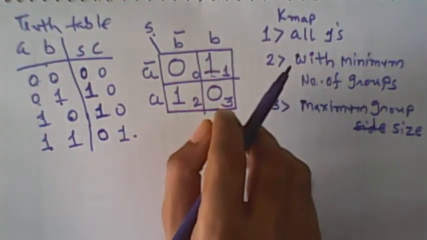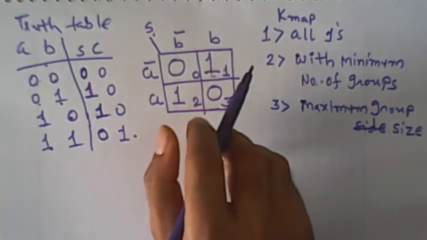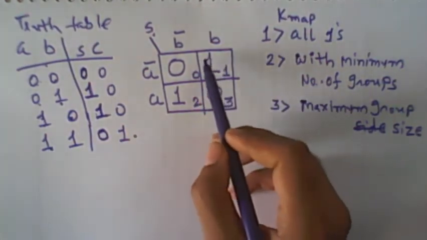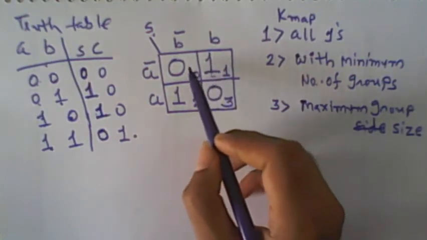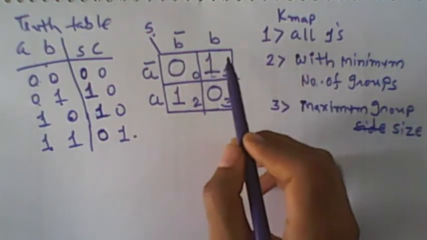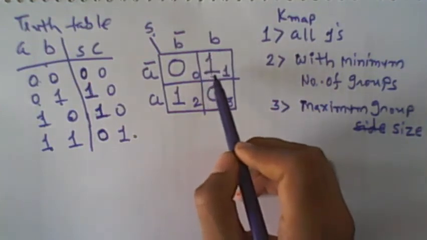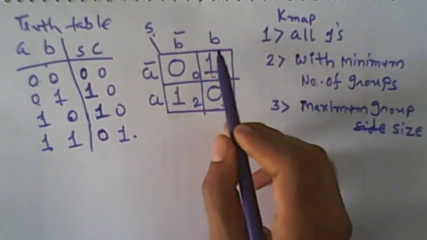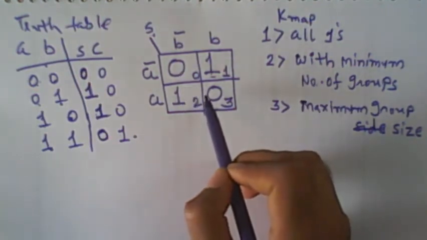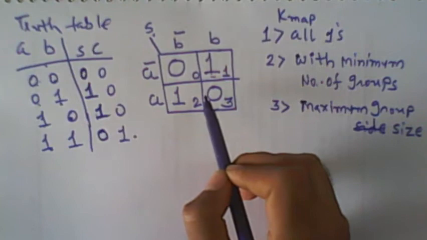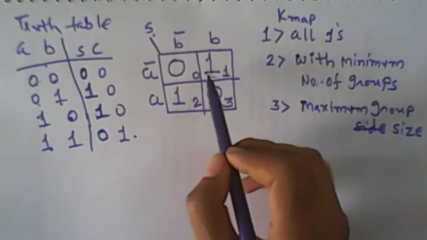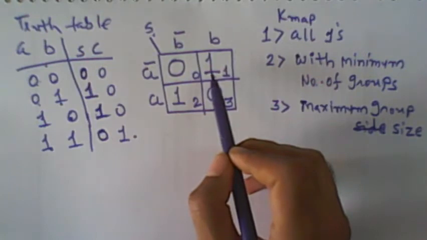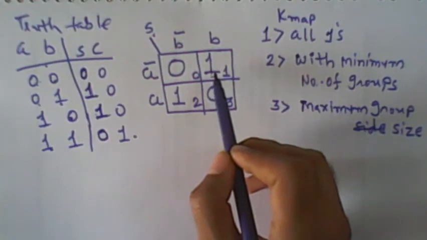So we have to start with the maximum group size. For this one, let me check the group. This Karnaugh map is a two variable Karnaugh map, so the maximum group size is 4. Let me check whether a group of 4 is possible. Definitely not, because it includes the 0. So a group of 4 is not possible, then we have to go one step down and check whether a group of 2 is possible.